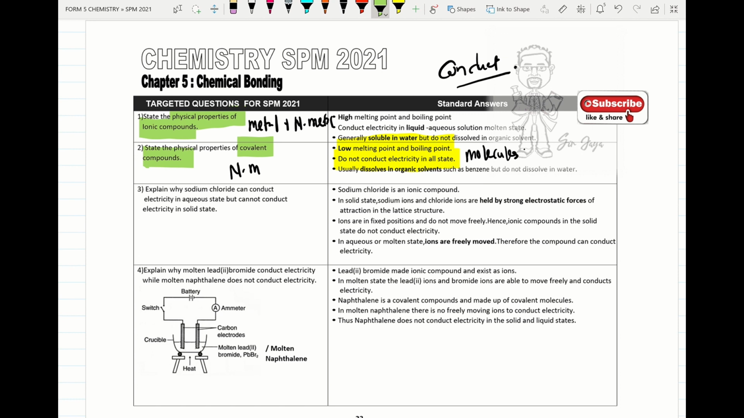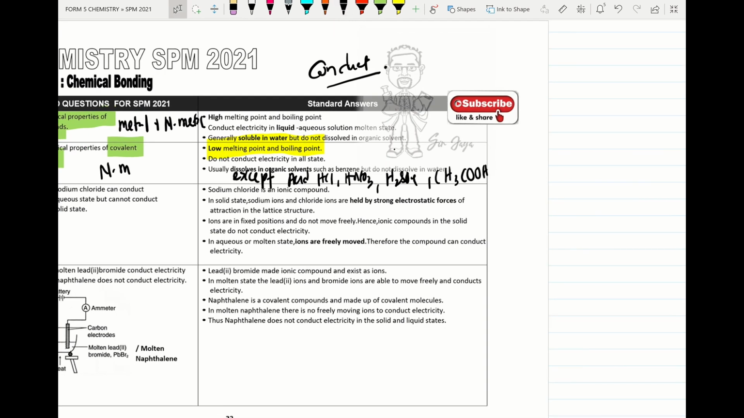And please remember, most of the covalent compounds are insoluble in water, do not dissolve in water, but soluble in organic solvent. And please put here: except. Except acids like hydrochloric acid, nitric acid, sulfuric acid, or even the weak acid like CH3COOH, which is ethanoic acid. They are made up of covalent compound, but they are soluble in water and also soluble in organic solvent.